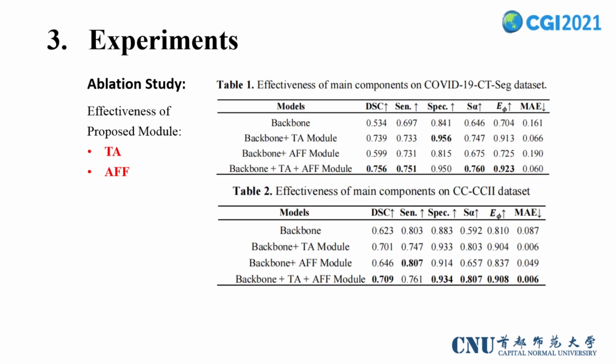Table 1 and Table 2 show the segmentation performance of networks with different proposed components on the COVID-19 CT selected site and the CC2 site. The experimental results verify the effectiveness of our proposed model.